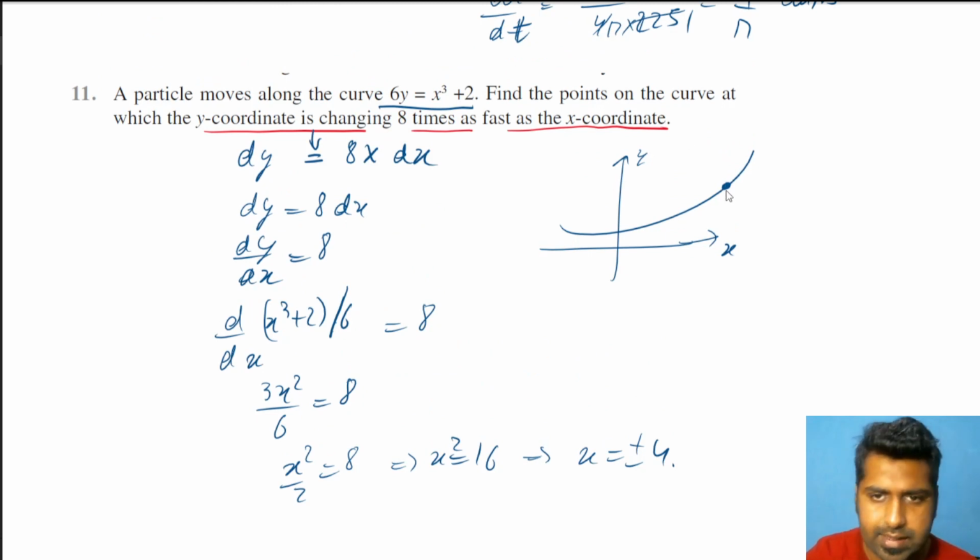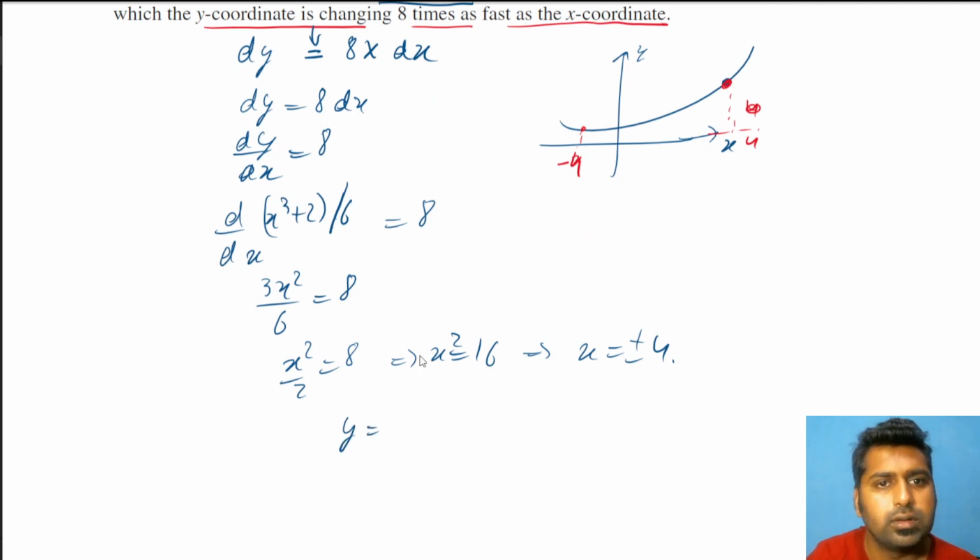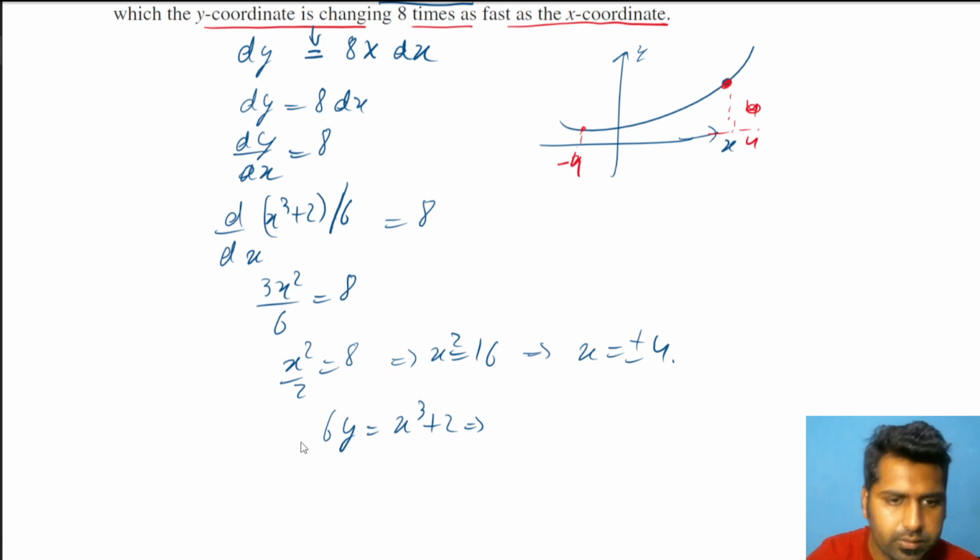So we know that it is at this point where x is either 4 or x is minus 4. So for x is 4 or minus 4, this condition is true, dy by dx is 8. Calculate your y accordingly. So y is coming how much? We are saying 6y is equal to x cube plus 2. So let's write down here also.